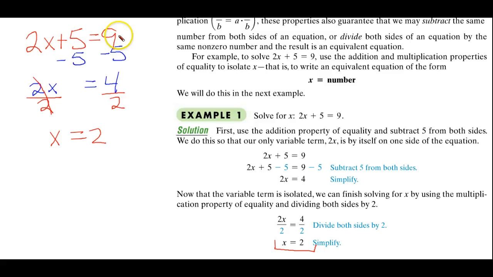So we started with an equation. We did some things to both sides. This was, in a sense, subtract.